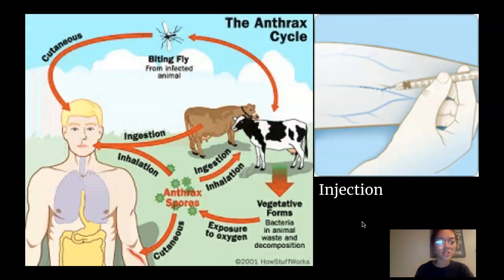Next, we have injection. Injection is mostly associated with heroin injecting drug users in Northern Europe. And this is very similar to cutaneous transmissions, besides the fact that the spores are able to enter the bloodstream much faster and much more effectively.